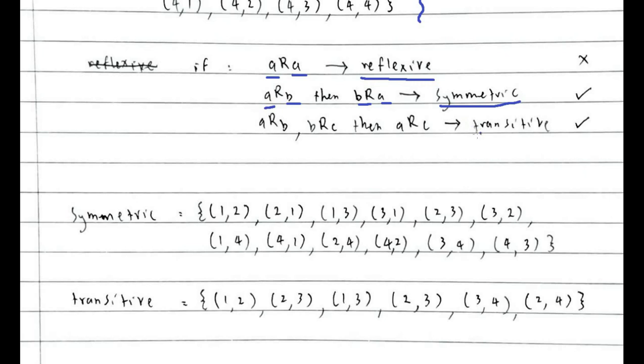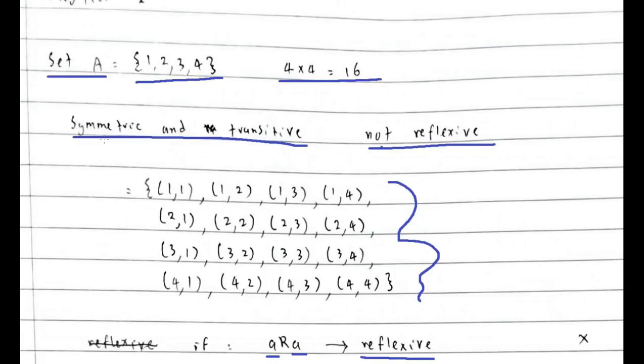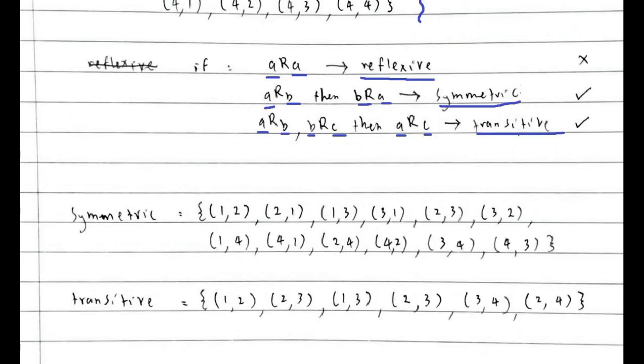The third relation is transitive. If A relates with B and B relates with C, then A must relate with C. As an example, if (1,2) and (2,3) exist, then (1,3) must exist. So the question asks us to find symmetric and transitive but not reflexive. So only these two.